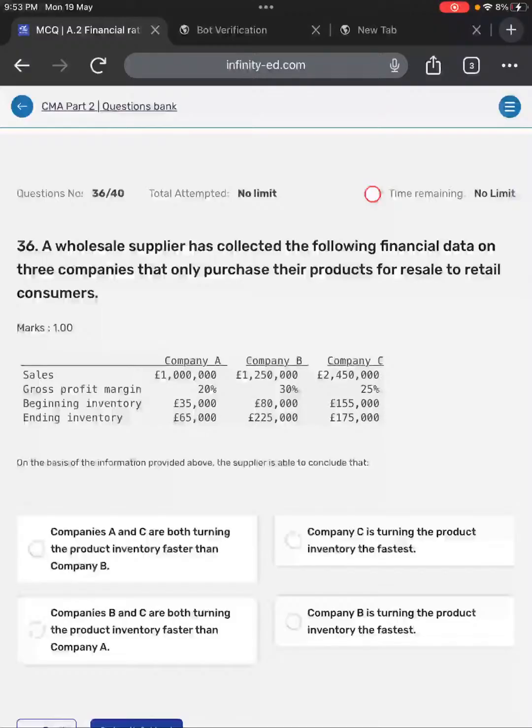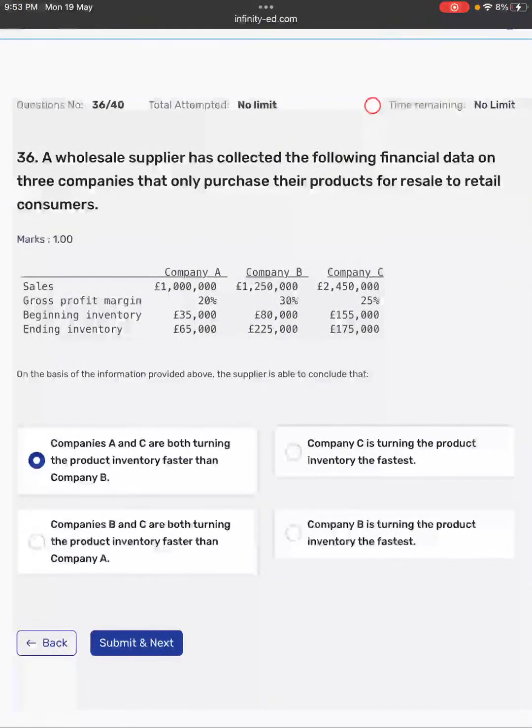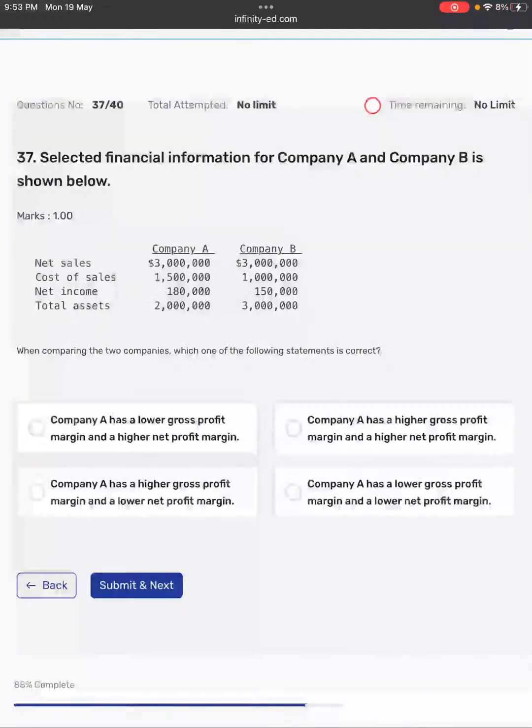80,000, 35,000 plus 64,000 divided by 250,000 and 50,000, 80,000 equal to 16. 360 divided by 60, 22 days only. Company A and C both turning product inventory faster than B. Option B is correct. Company C is turning product fastest, B is turning. Option A is correct answer.